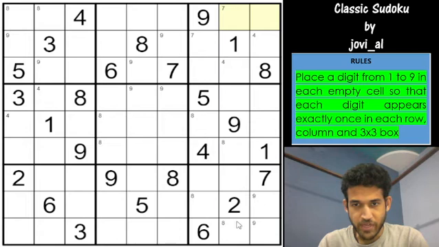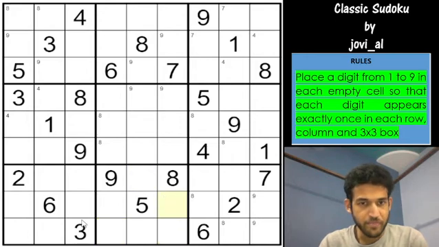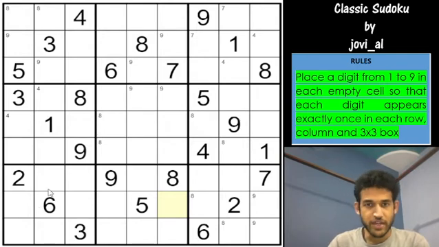And this box has many options for the 4. In this box we are utterly clueless. Any of these cells literally can take a 4, and this box also has several options. Okay, so let's see if there are some other digits which we can corner pencil mark.